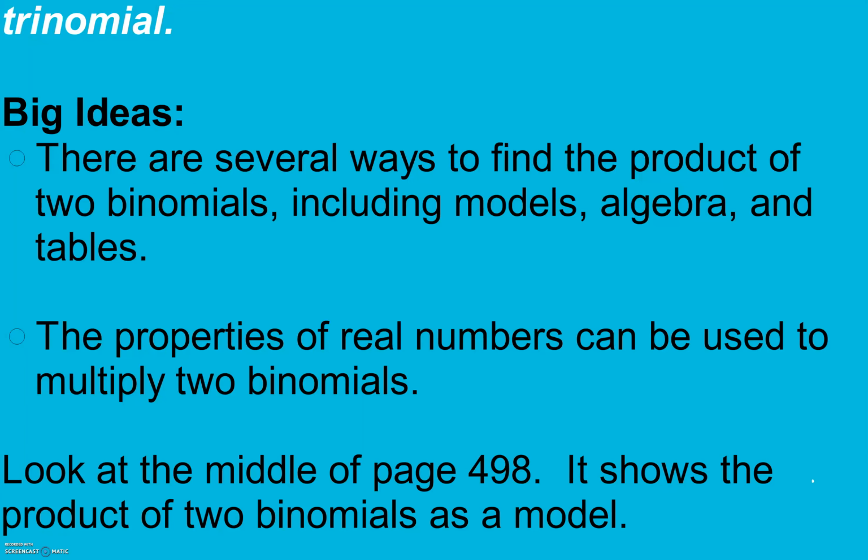If you look in the middle of page 498, it shows the product of two binomials as a model. There they use algebra tiles to have a physical representation of the two binomials times each other. We're not going to spend a ton of time with that, but that picture is there to show you what they mean when they take these binomials times themselves. Anytime we're taking an x times an x, or two-dimensional things times each other, it can be represented with an area. So if you look at that space, the two things times each other gives us a 2D shape, and we can see the area there.